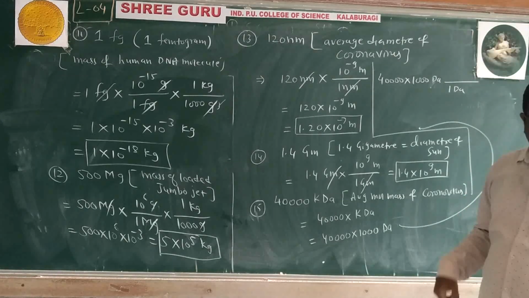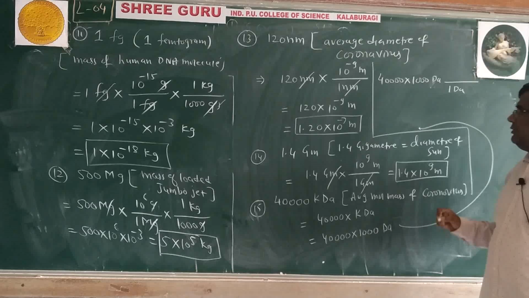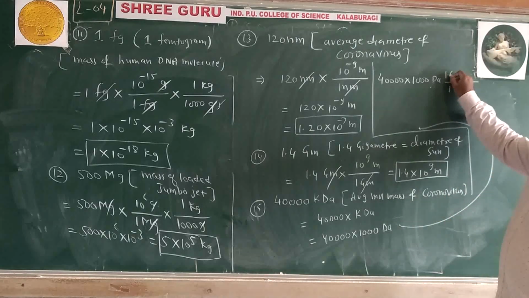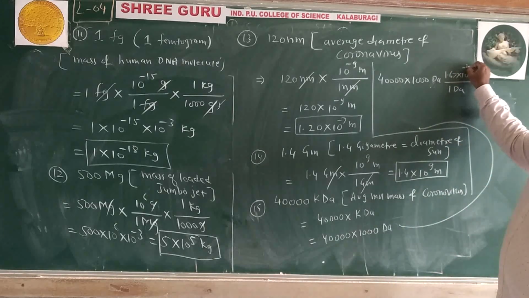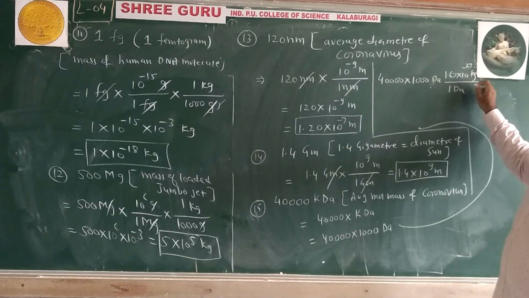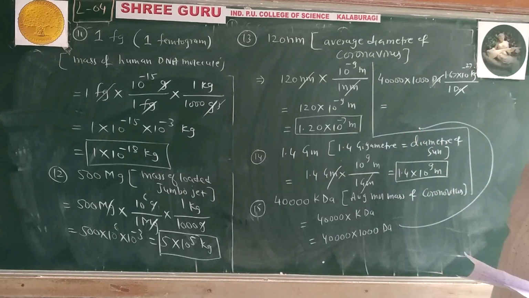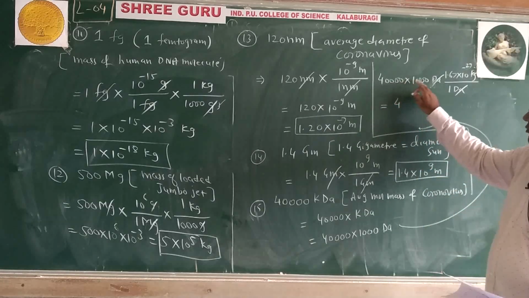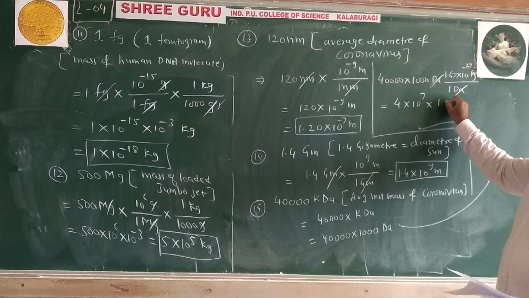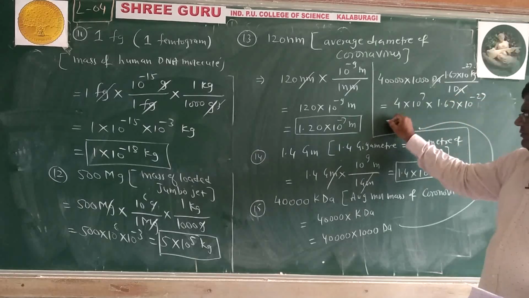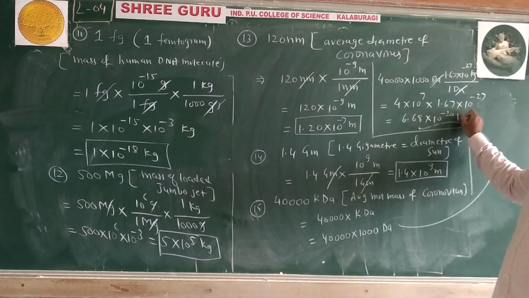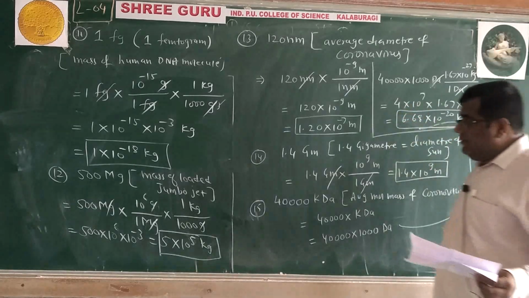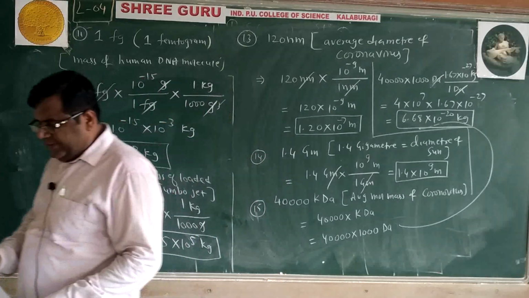1 Dalton. Dalton is the name of scientist, John Dalton. To honor him, they have given name to this unit. 1.66, or just we can say 1.67 into 10 raised to minus 27 kilogram. So this we can write this as 4, 1, 2, 3, 4, 5, 6, 7. 1.67 into 10 raised to minus 27, and this happens to be 6.68 into 10 raised to minus 20 kilogram. Right, so this is the 15th example.